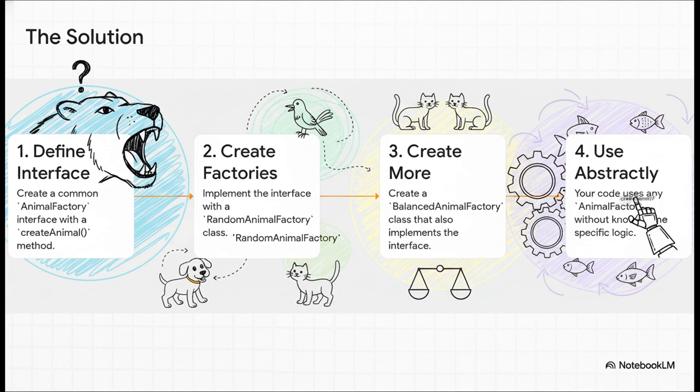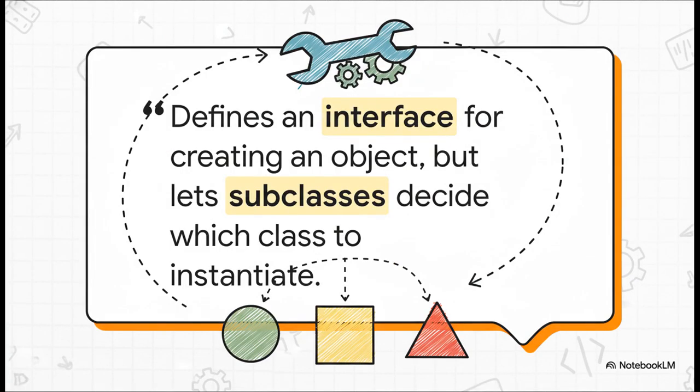And they both agree to follow that rule. And here's the magic. Your main program doesn't care which factory it's talking to. It just says, hey, factory, create an animal, and trusts that the specific factory it has will do the right thing. And that brings us to the formal definition.